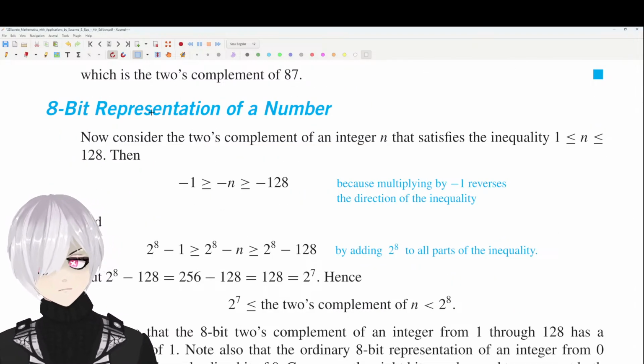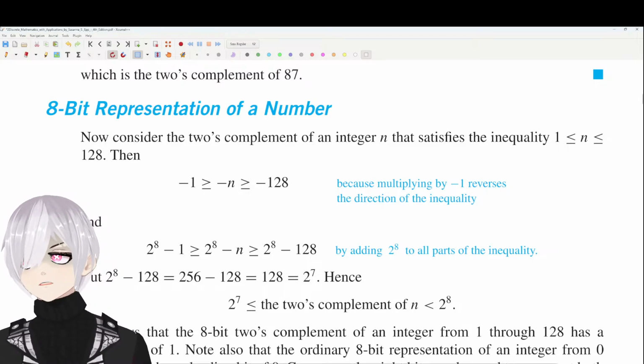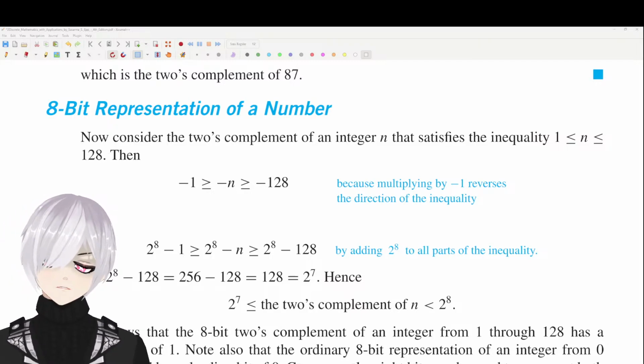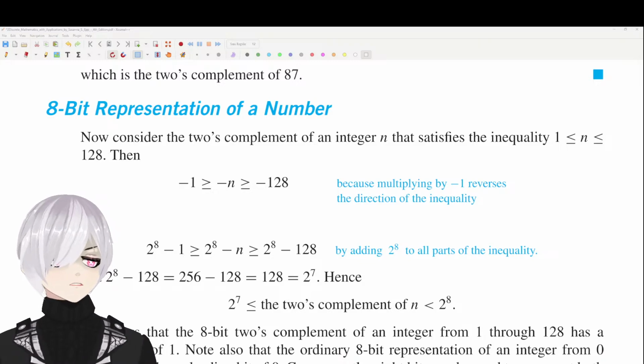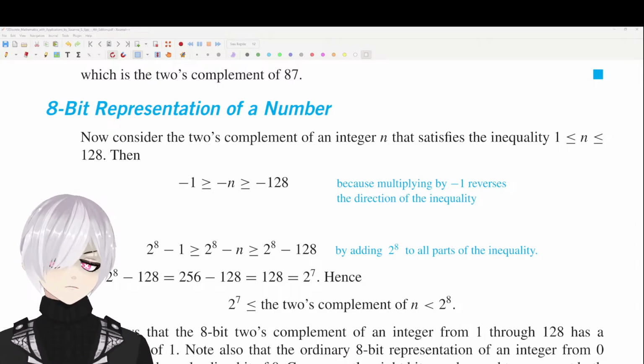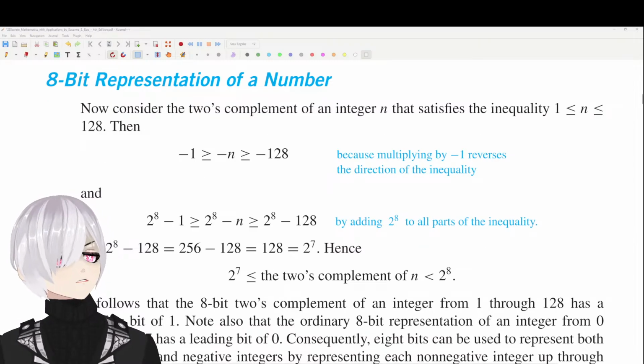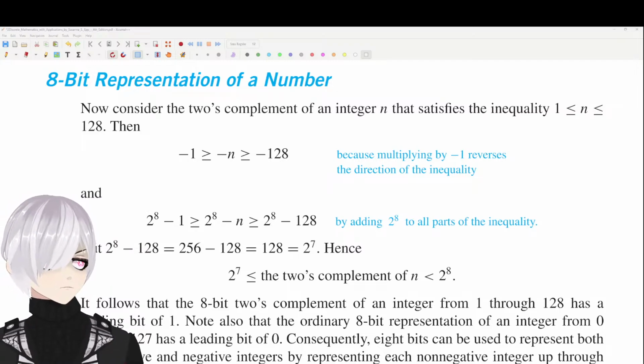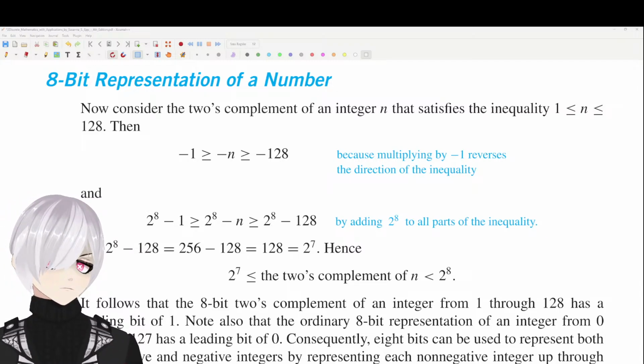But yeah, I wonder where they're going next here. Let's see. Yeah, I guess I can read this one. So we got an 8-bit representation of a number. Now consider the two's complement of an integer n that satisfies the inequality 1 is less than or equal to n is less than or equal to 128. Then -1 is greater than or equal to -n is greater than or equal to -128, because multiplying by -1 reverses the direction of the inequality.